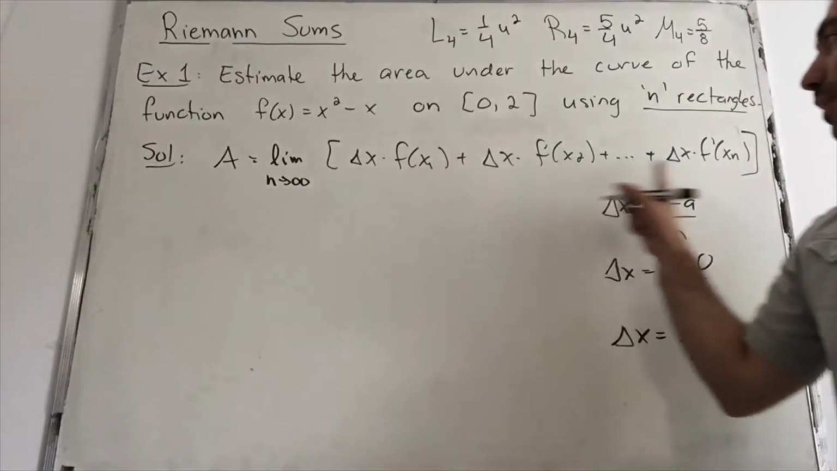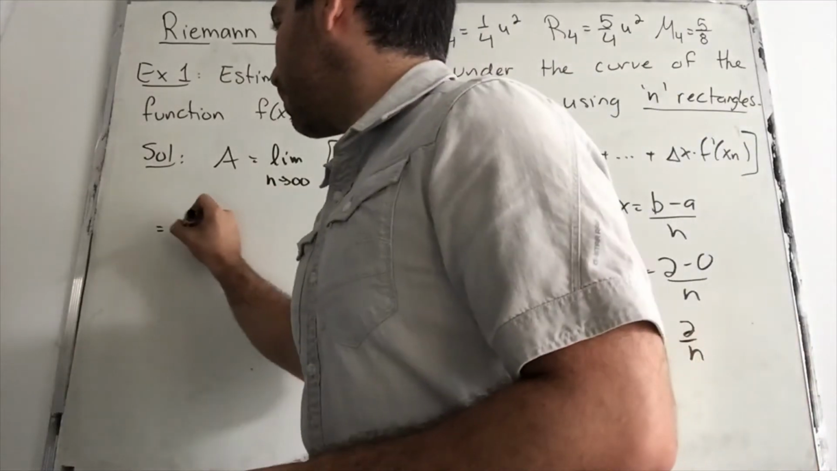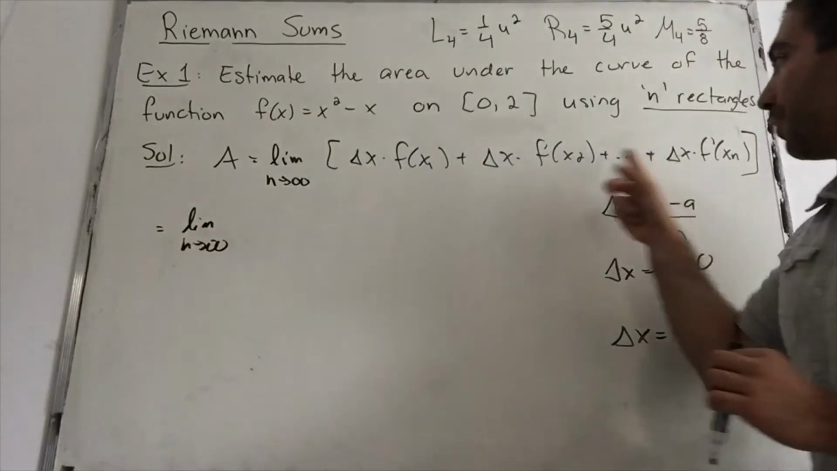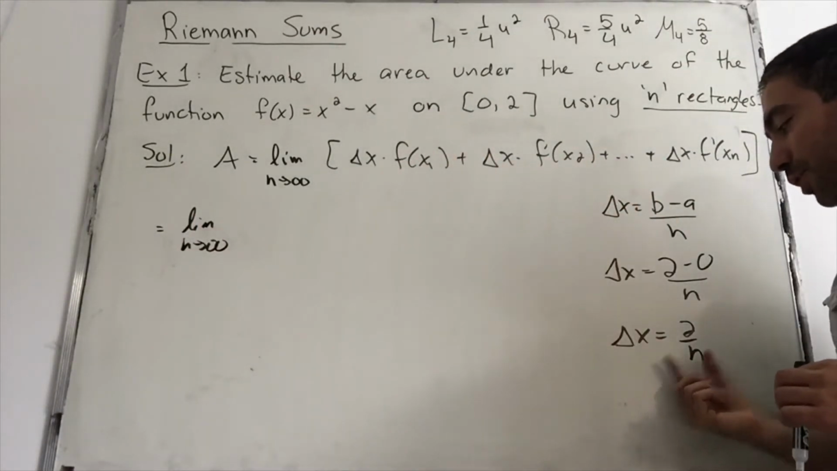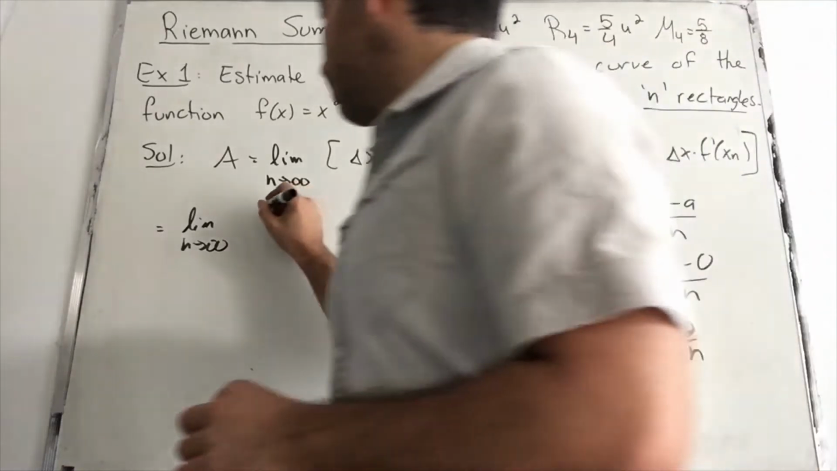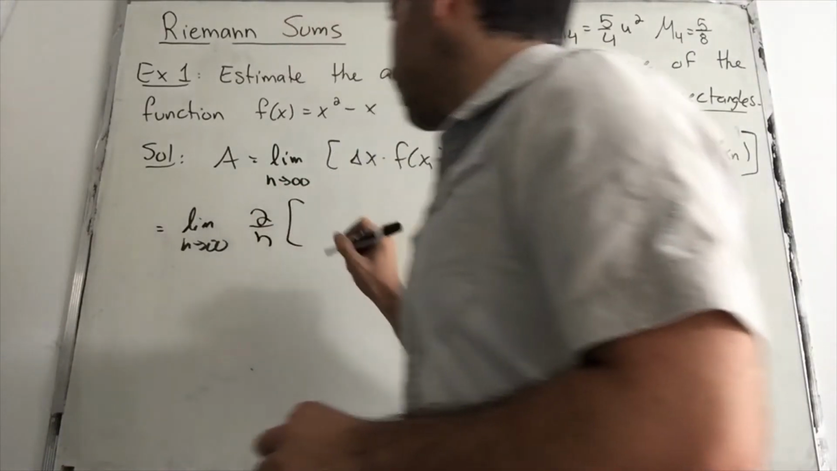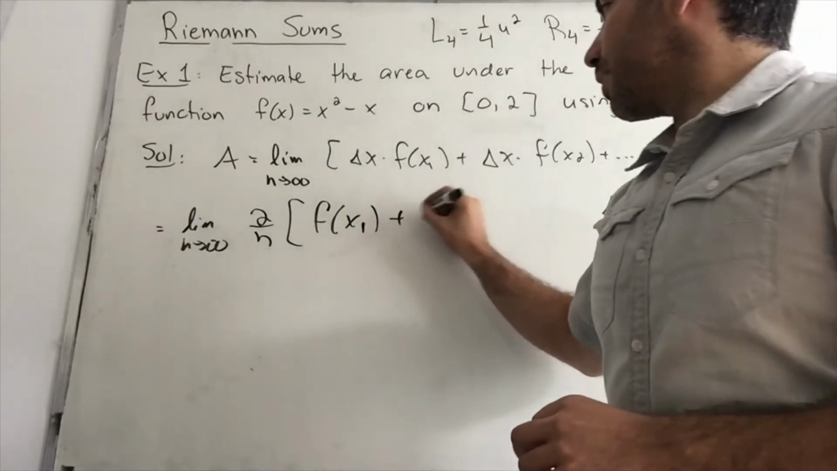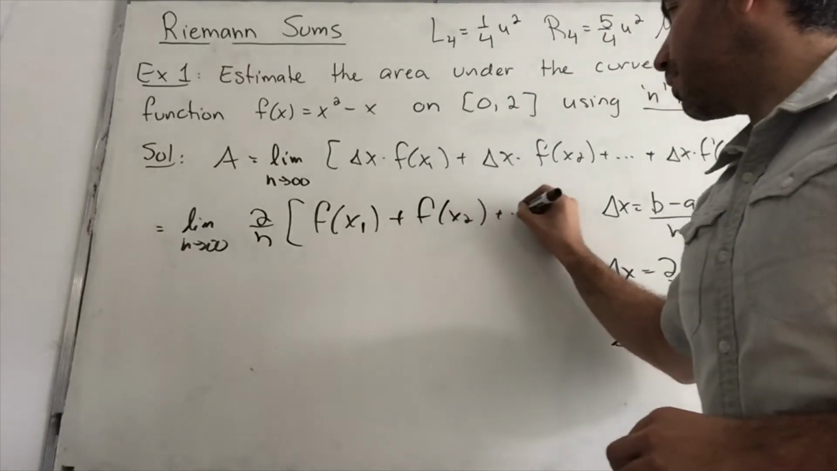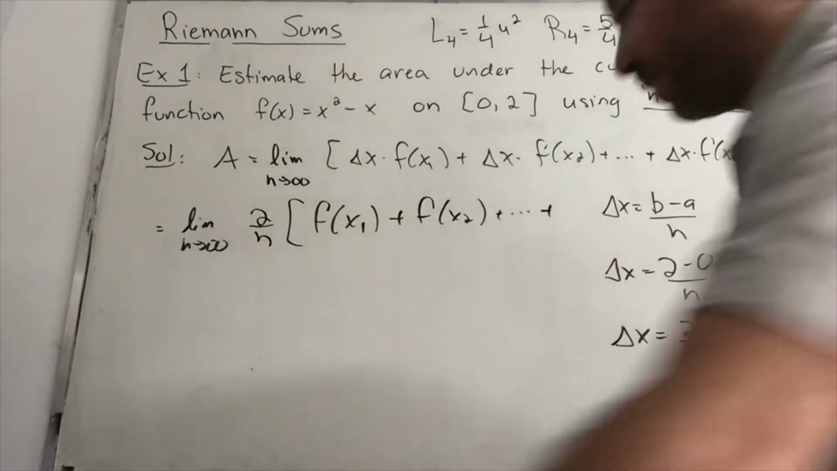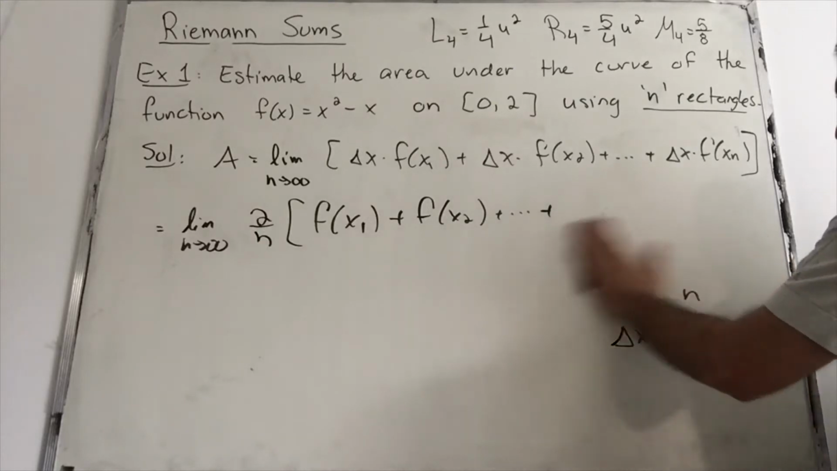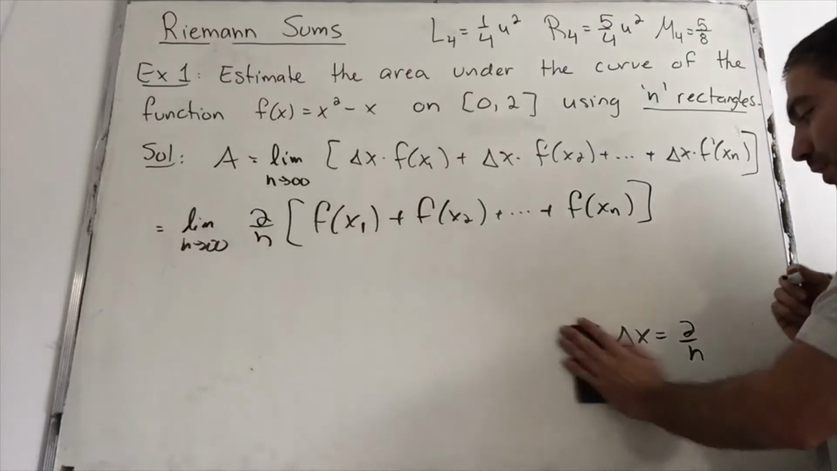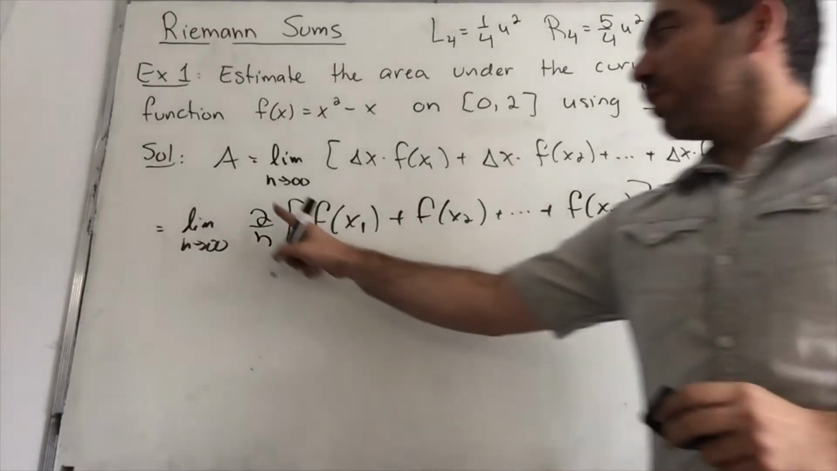That gives us the value of delta x. Let's go ahead and pull that out. So I'm going to factor out the delta x from each of the terms, and at the same time rewrite it with 2 over n. What we're left with is the sum of f of x1 plus f of x2 all the way to f of xn. Okay. So we know delta x is equal to 2 over n.